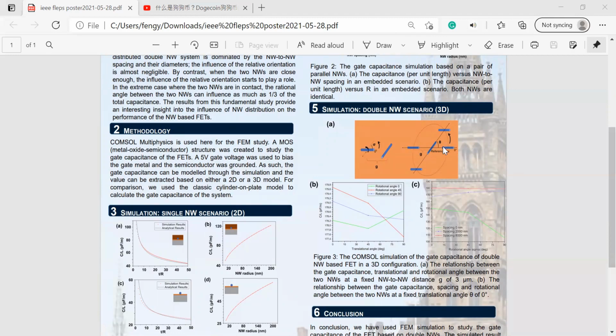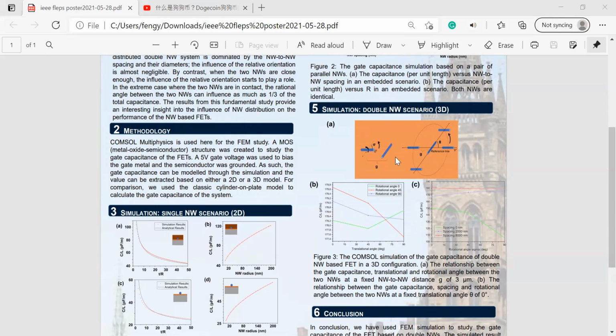So this nanowire will always be staying in this way. And the change of theta here will lead to the change of the center of the nanowire with respect to this reference line. And in the meantime, we also need to consider the relative orientation between the two nanowires, which is quantified by sigma here. So this nanowire will always be staying like this, and sigma quantifies the relative orientation between this nanowire and this nanowire.